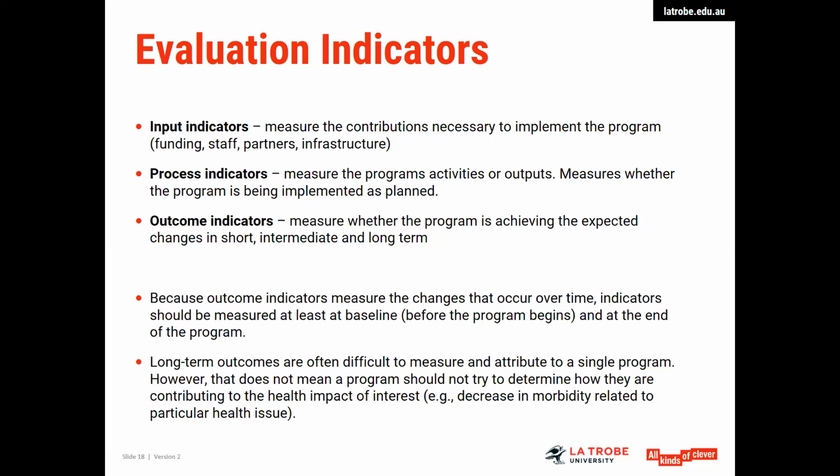So, for example, it might be decreasing morbidity related to a particular health issue. So our outcome indicators, for example, might be things like, again, people's attitudes. It might be whether there have been changes in people's knowledge, whether that be in the short term or intermediate term. It might be particular skills that people have developed, or certain behaviours that we're seeing, or even intentions for changing behaviours as well.